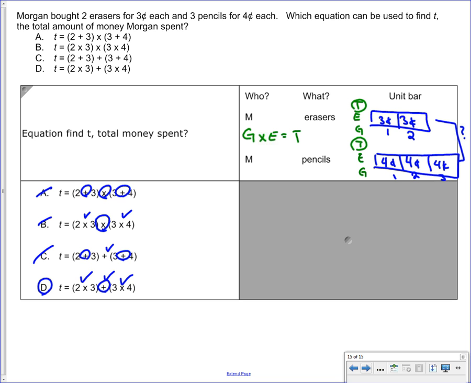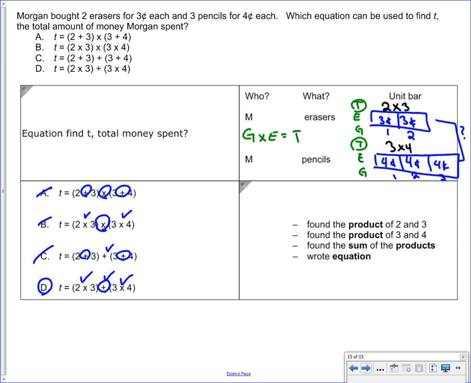Okay, and looking at that, I want to go back and add a couple of notes to our unit bar here. So right here is going to be 2 times 3. And right here is going to be 3 times 4. And I'm going to add those 2 products together. Let's take a look at how we did it. So first I found the product of 2 and 3. Then I found the product of 3 and 4. And finally I found the sum of the products. And I wrote an equation.